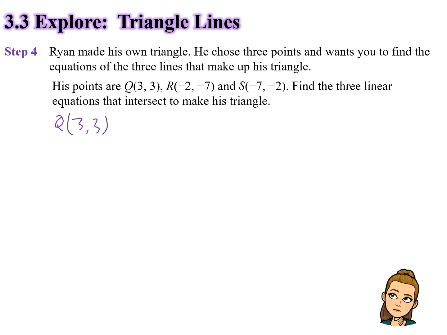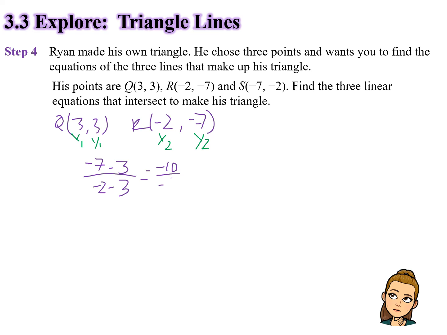So Q is (3, 3). R is (-2, -7). I'm using my slope formula, so I want to label my pieces x1, y1, x2, y2. For my slope formula, I take y2 minus y1 over x2 minus x1. And I find that -7 minus 3 is -10 over, well, -2 minus 3 is -5. When I simplify my fraction, I find a slope of +2.